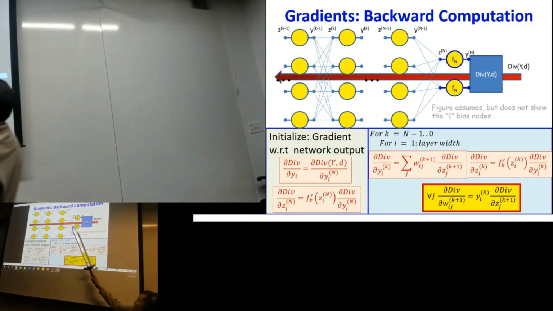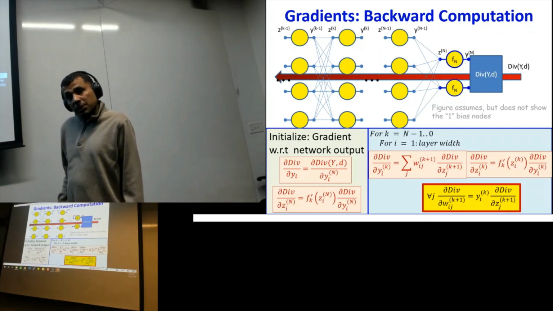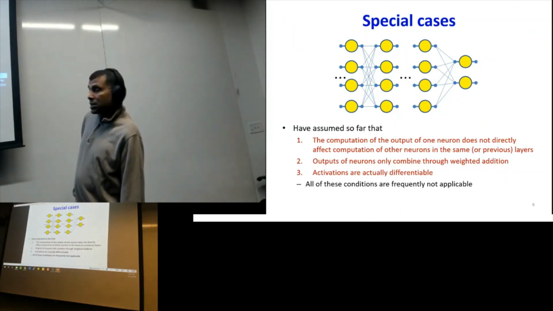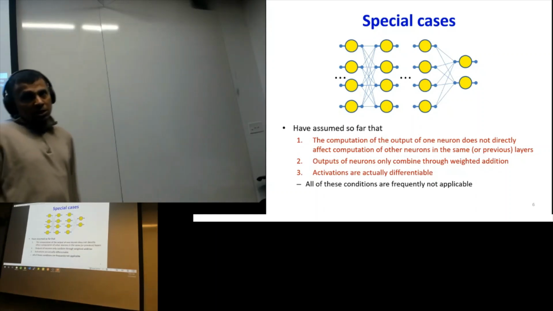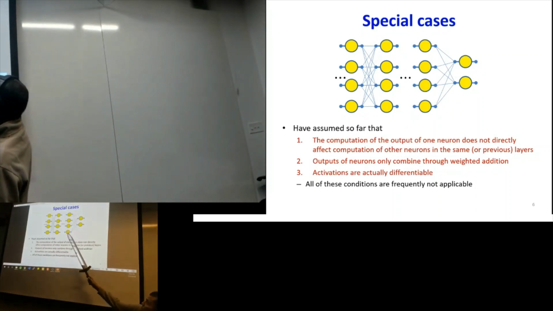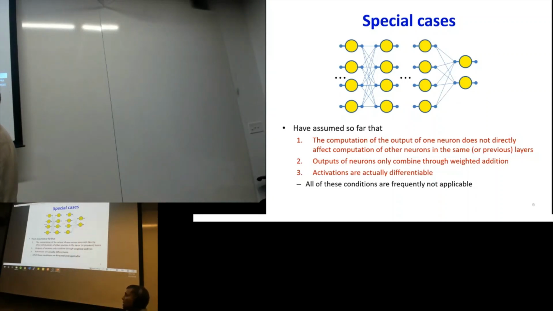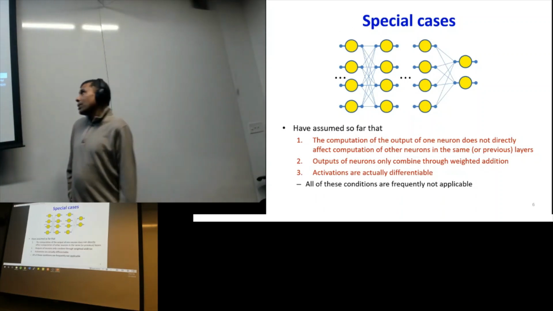And so in all of this, we've made some assumptions. We made some assumptions about these neurons. We made some assumptions about the activations. And we have to consider some special cases where our assumptions might not be valid. So we've assumed that the computation of the output for any one of the neurons does not directly affect the computation of the outputs for other neurons. We've assumed that the outputs of neurons only operate on affine combinations of their inputs. In other words, they only combine through weighted addition of the inputs. We also assume that the activations of the individual neurons are differentiable. And all of these conditions are frequently not applicable. So these will end up being special cases.